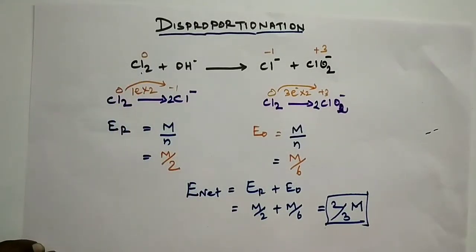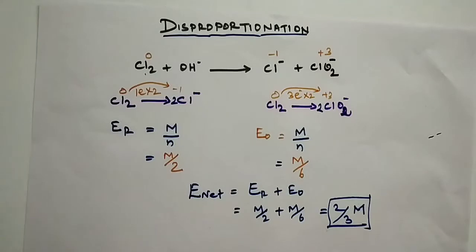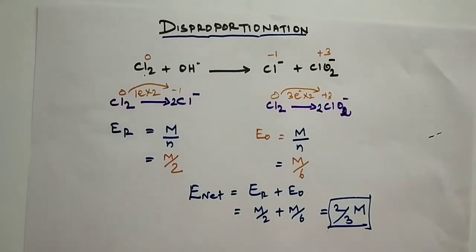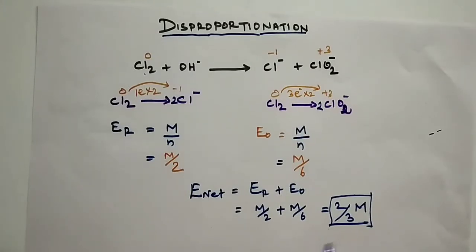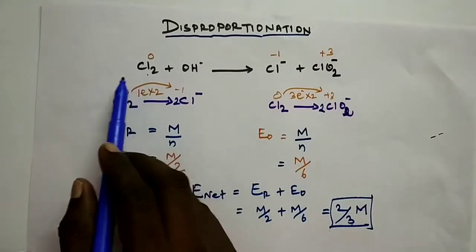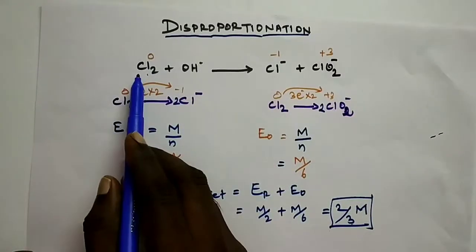Because it undergoes a disproportionation reaction, it has to be calculated differently. First oxidation and reduction, then add both. And that is the net equivalent mass, the equivalent mass of the species that disproportionates. Okay, 2 by 3 M is the equivalent mass of chlorine.